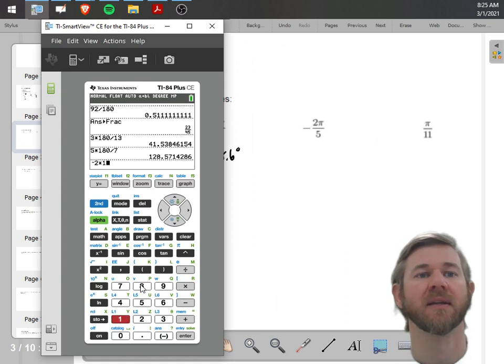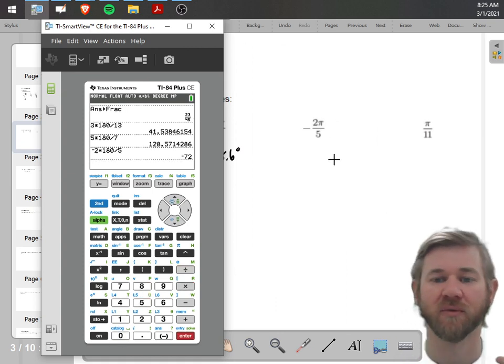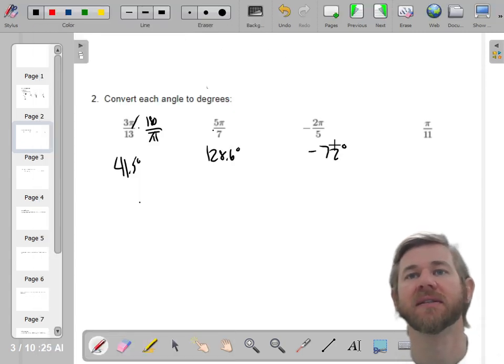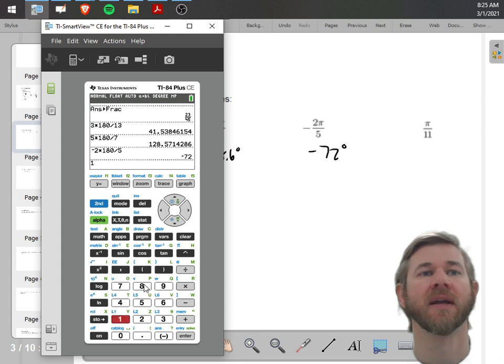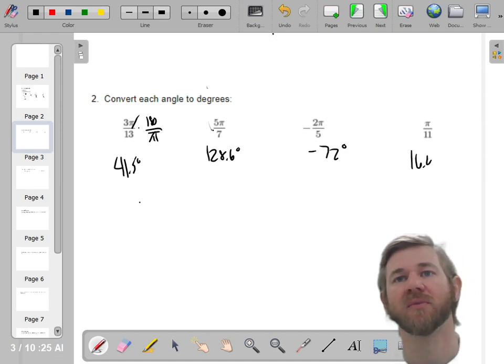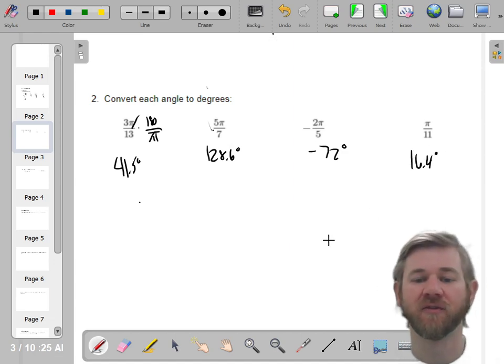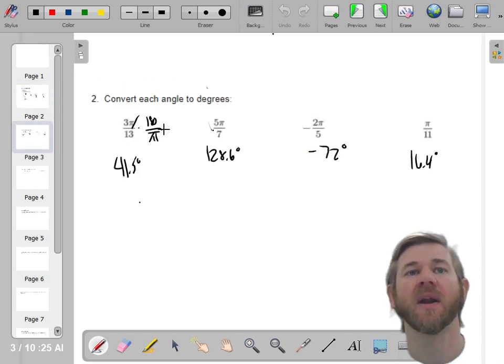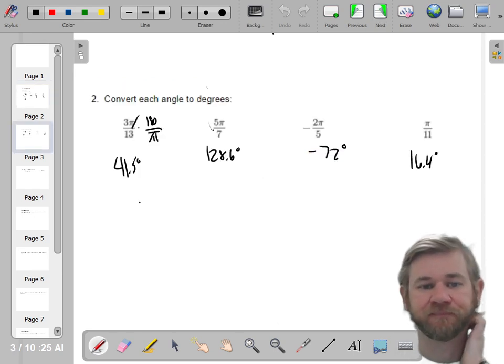Negative 2 times 180 over 5. Another way of thinking about it is you're replacing pi with 180 degrees. This is negative 72 degrees. And last one, 180 divided by 11 is 16.4 degrees. So nothing too fancy here. We're just converting between degrees and radians. Multiply by either pi over 180 or 180 over pi. It just depends which way you're going.